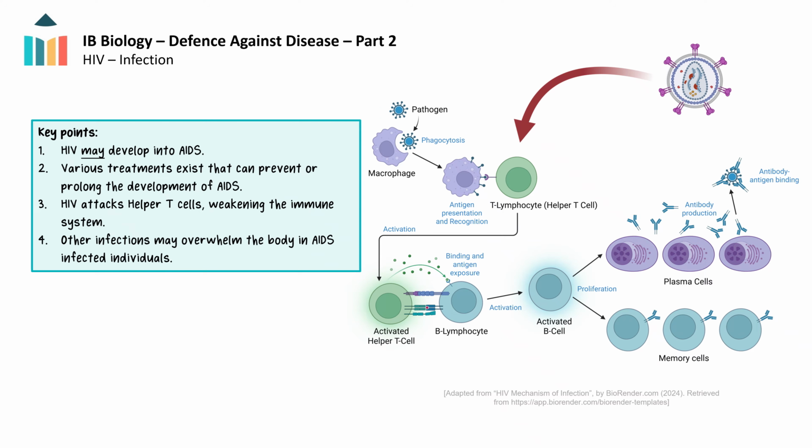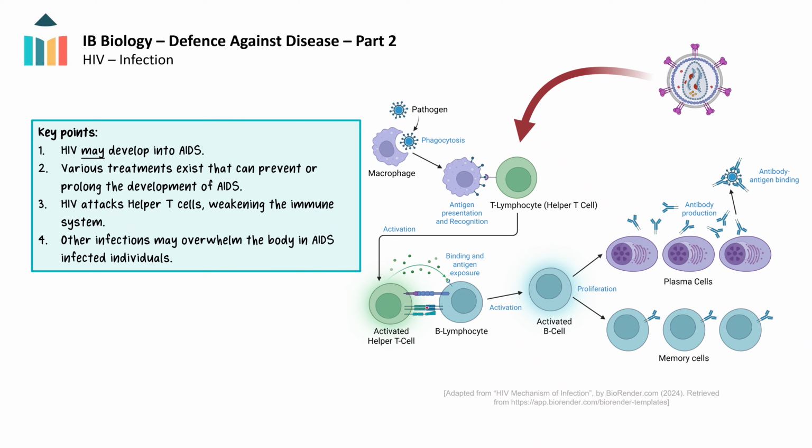For many patients, HIV often leads to the development of AIDS, the disease associated with this viral infection. Although there's currently no cure for AIDS, various treatments are available that can prevent or prolong its development in HIV-infected individuals. Without proper treatment, the HIV pathogen attacks and destroys T lymphocytes, more specifically, helper T cells.